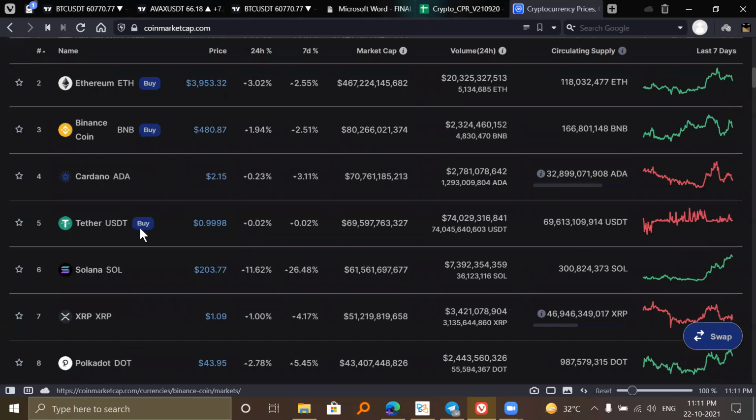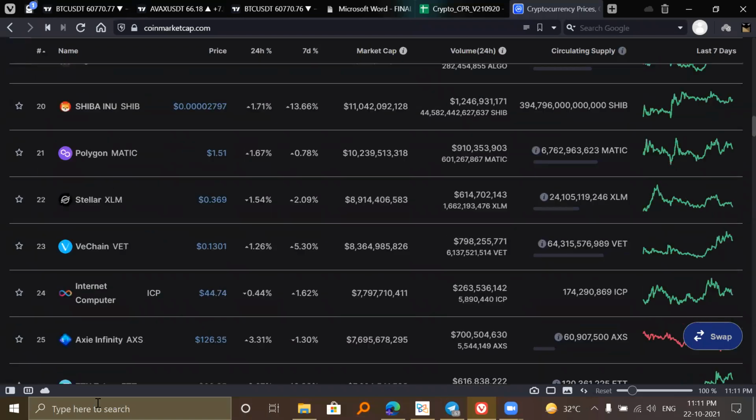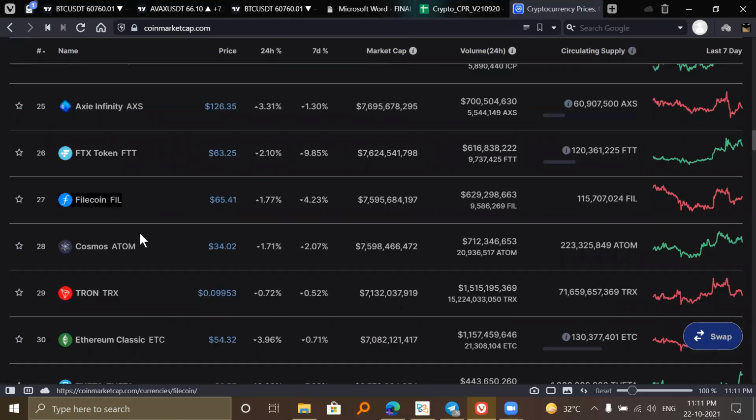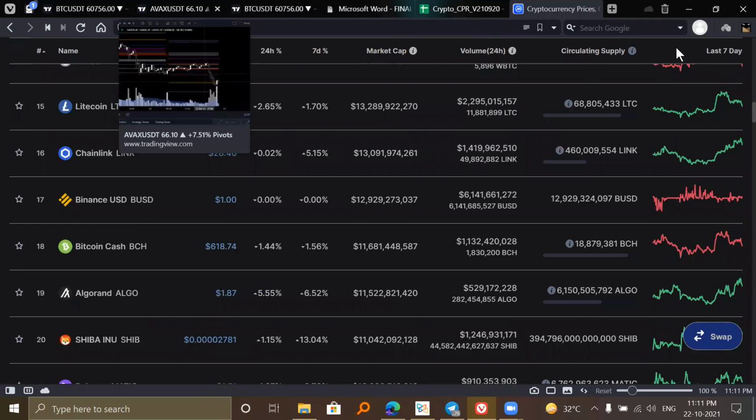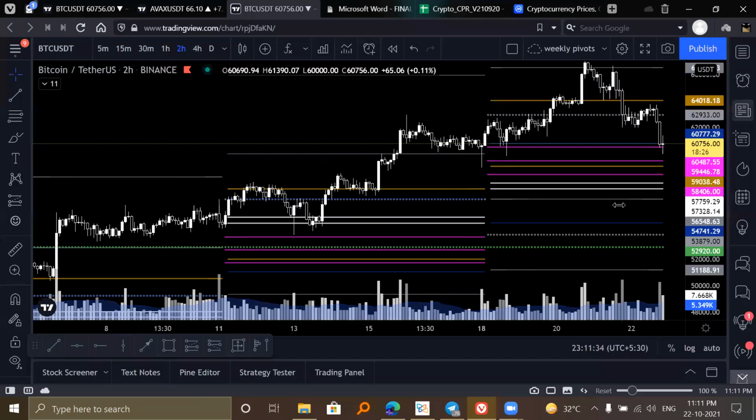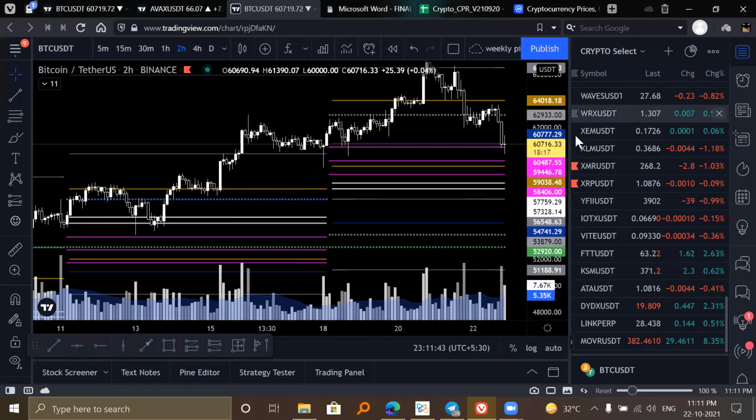Out of these, we have to identify which respects the pivots the most. From these, I have selected from my setup, from my watch list. This is my watch list, crypto select, and there are nearly 70 coins right now. 70 coins handpicked by myself from this site, depending on the liquidity and volatility.